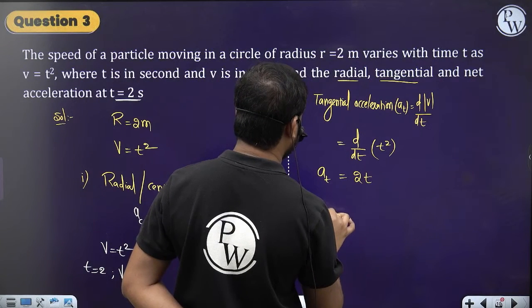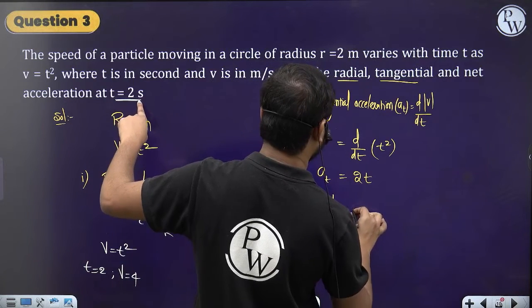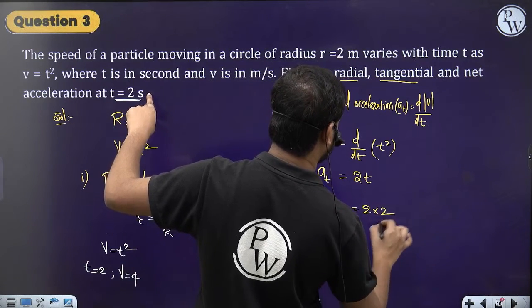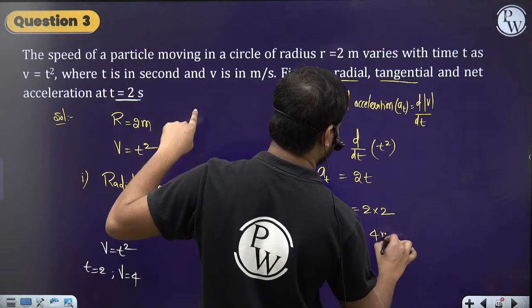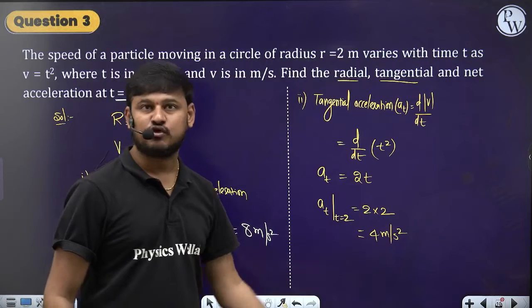Now at t equal to 2 seconds we need this, right? So t is equal to 2. That's why it's going to be 8 meter per second square. So the radial is 8 meter per second square, and this is the tangential, meter per second square.